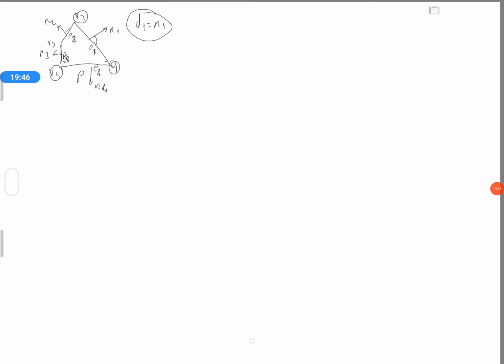So let's say, for example, we have started with n1, and let's make this a little bit bigger. Okay, something like this. This is v1, v2, v3, v4, n4, n1, etc. Right?